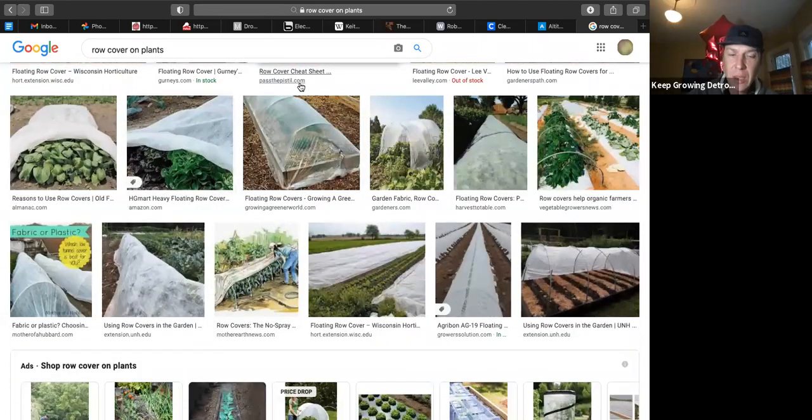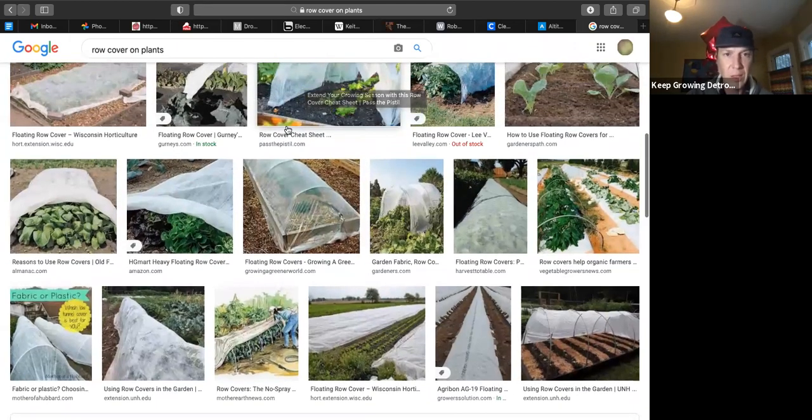I pulled up this slide just to give an image of what the row cover looks like, to give you a sense of it. Okay.